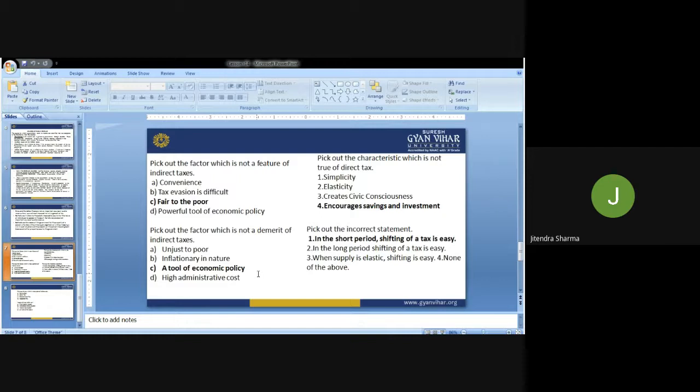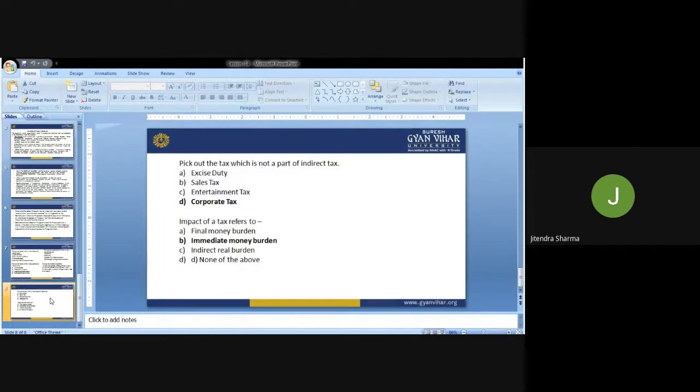Then pick out the incorrect statement. In the short period, shifting of a tax is easy. In the long period, shifting of a tax is easy. When supply is elastic, shifting is easy. None of the above. So the first one, in the short period shifting of tax is easy, is the incorrect statement.